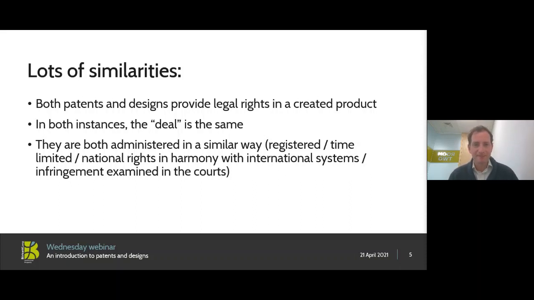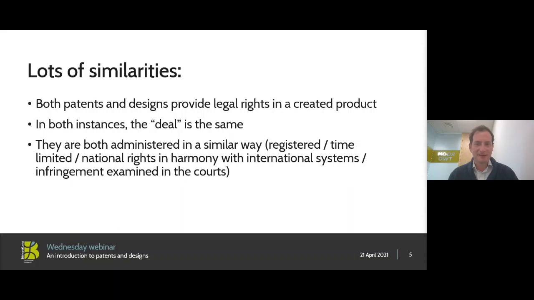And I think another point to make here is that both designs, in terms of their registered form, and patents are national rights, and so when you make an application, you're usually making it through a national intellectual property office, you know, or a regional one. So, you know, obvious national ones might be the German one, or the UK one, or the US one.